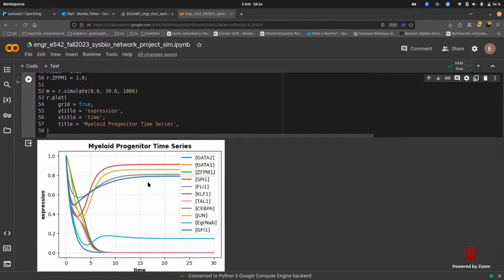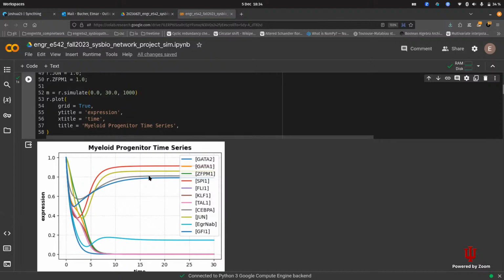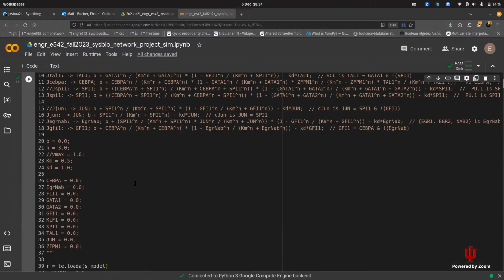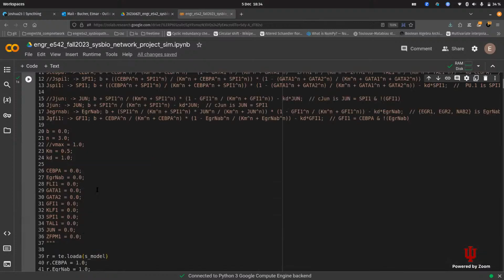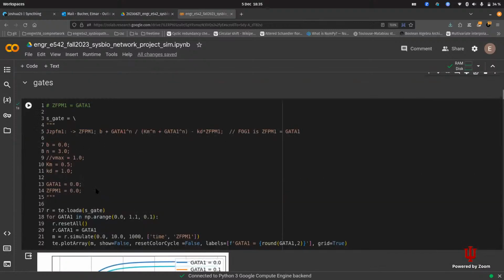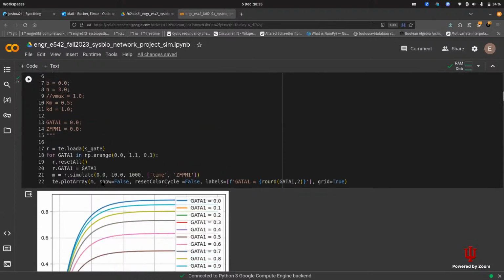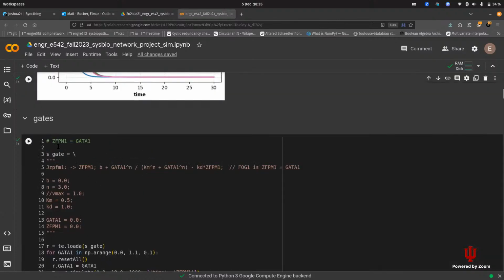Now, this is after I iterated the model a lot, but of course I made some mistakes when I entered all of these equations. And what I did is I took each of the single genes, and each single gate I was plotting. So this is the simplest one.